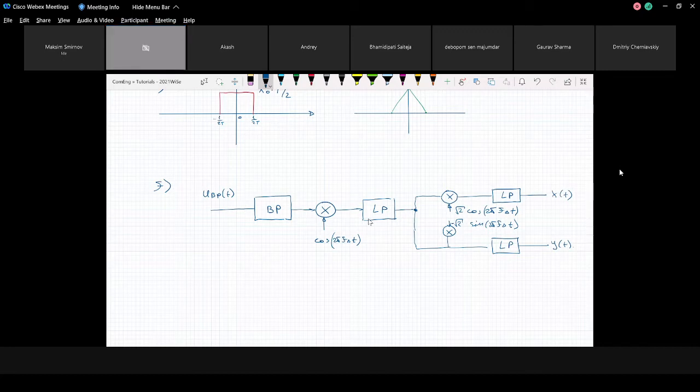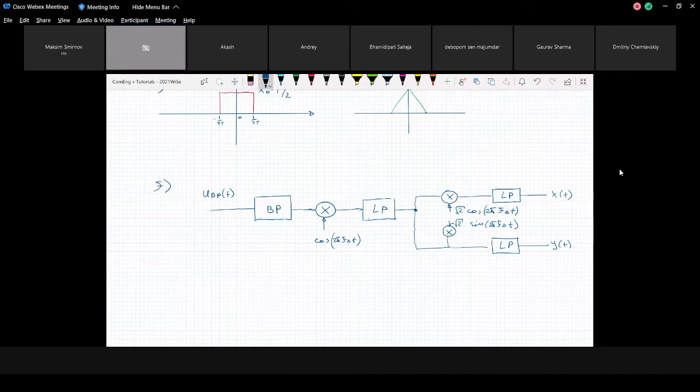Okay, yeah, that's all for this task. And are there any questions? Just let me know if you have any questions. And now we go to the next section. Now we come to the discussion about correlation theory of deterministic signals.